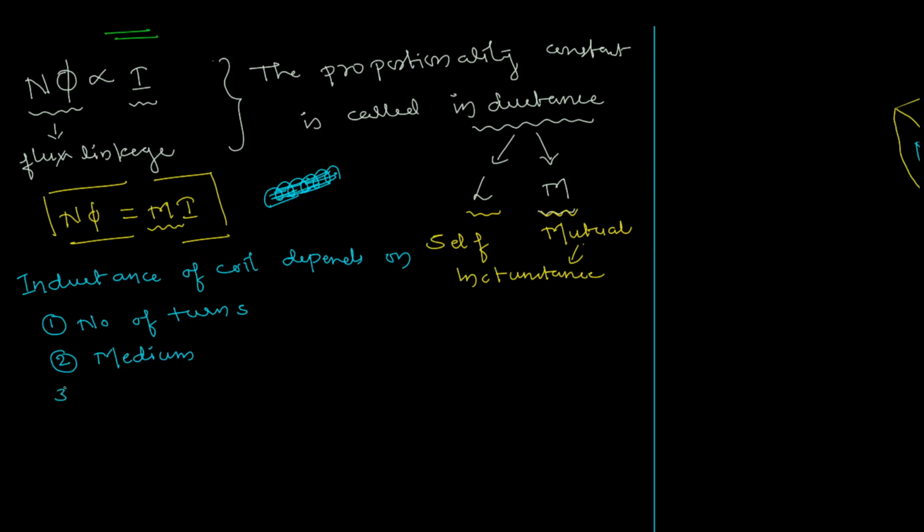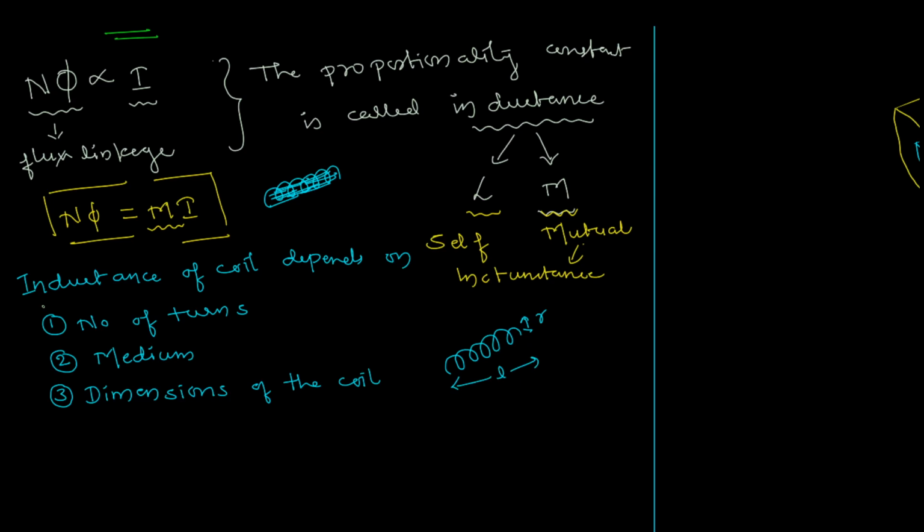And third, the quantity that it depends on is the dimensions of the coil itself. It looks like a cylinder. It's more like a solenoid, this inductor, right? So the solenoid will have its own radius, and it will also have its own length. So by dimensions I mean radius and length.